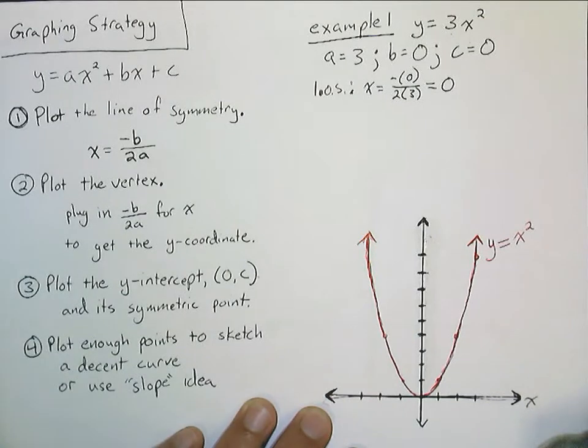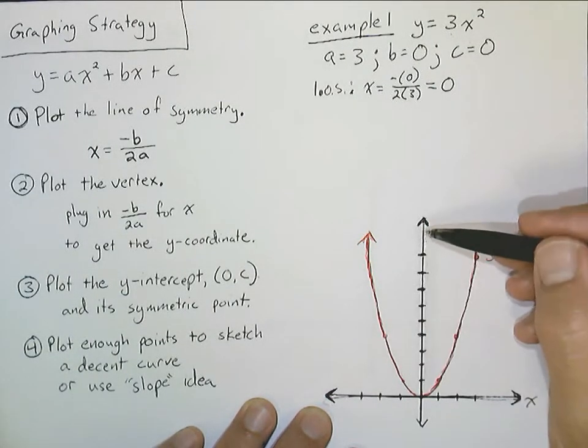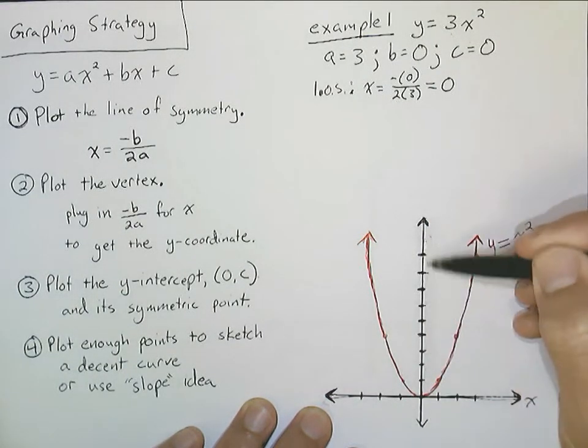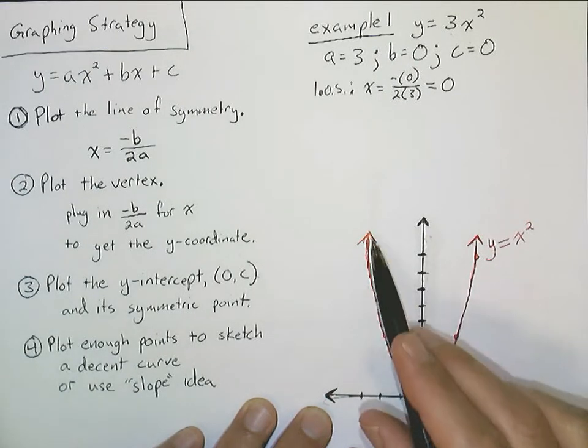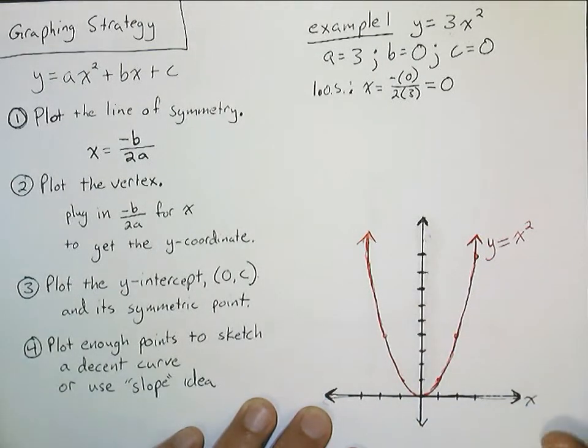Of course, the y-axis. Since b is 0, that means that our line of symmetry for our parabola is going to be the y-axis, just as it is the line of symmetry for the parent function y equals x squared. So that's already put in there for us. Great.